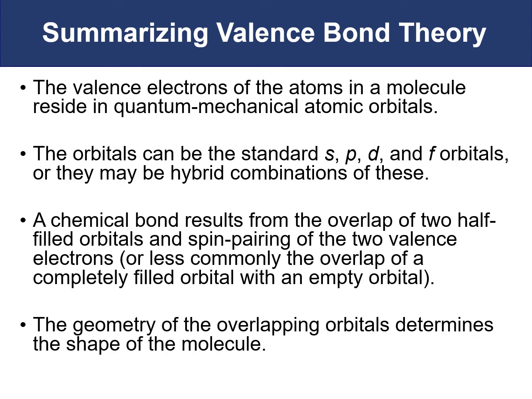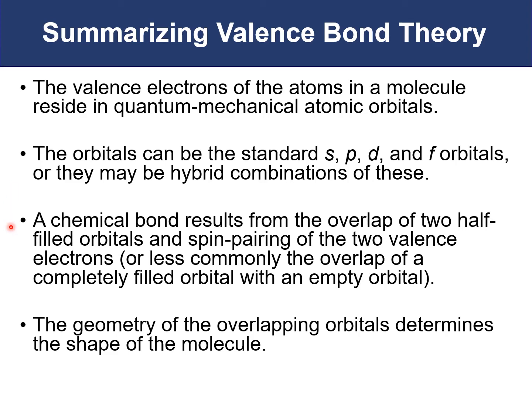Valence bond theory uses those quantum mechanical orbitals as part of its explanation for why bonding happens. The valence electrons of the atoms in a molecule reside in quantum mechanical atomic orbitals. Those orbitals can be the standard s, p, d, and f orbitals, or, as we will see shortly, they may be hybrid combinations of these orbitals, where we are essentially summing together or averaging, for example, s and p orbitals to get hybridized orbitals.